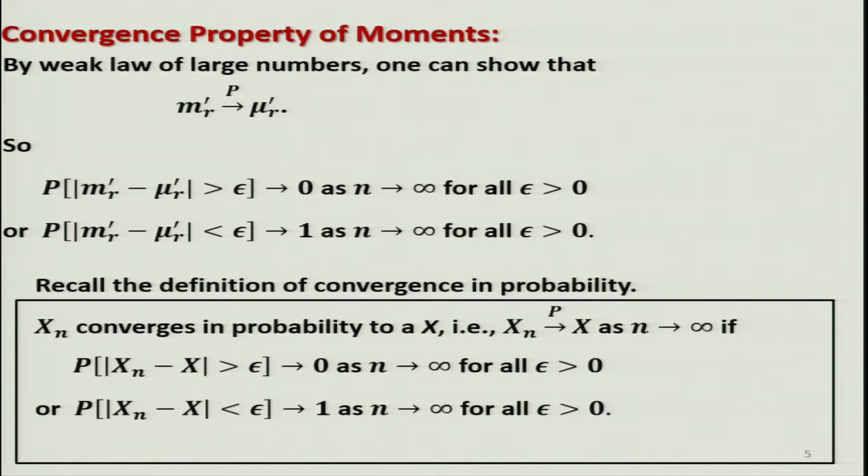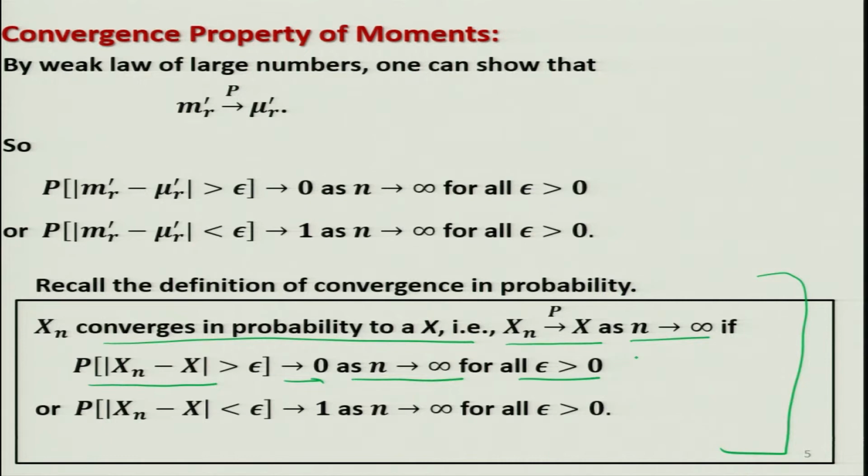Right. Now, I try to give you one property which I am not going to prove, but just stating it. Do you remember the definition of convergence in probability that we had used earlier also in the case of consistency of the estimator? So, we say that xn converges in probability to x as n goes to infinity if the probability that the absolute value of xn minus x is greater than epsilon goes to 0 as n goes to infinity for all epsilon greater than 0, or the probability that the absolute deviation of xn and x is smaller than epsilon goes to 1 as n goes to infinity.